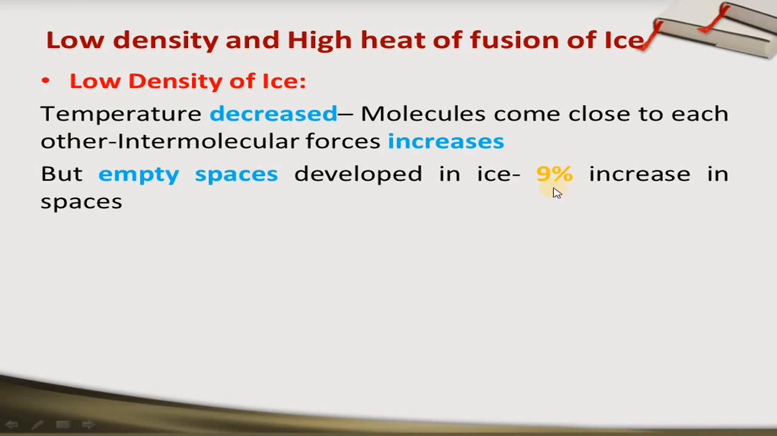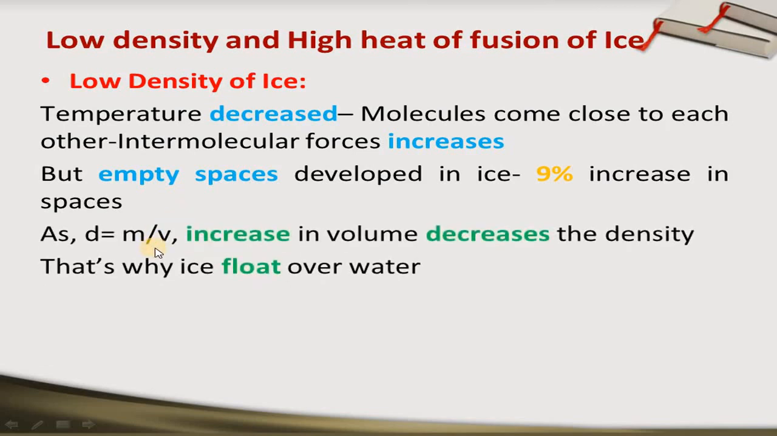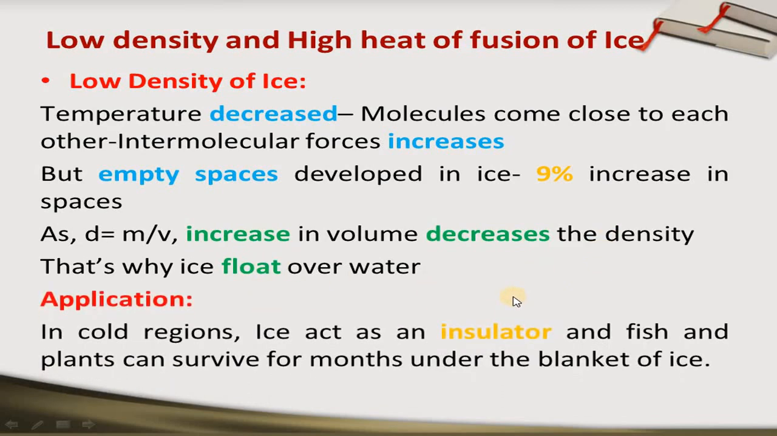So what does this increase in volume do? It affects its density. We are familiar with this thing that density is equal to mass by volume. If volume increases, then in turn density decreases. So due to this decrease in density of ice, it floats over water. And due to this low density, it has an important application in real life: in cold regions, ice acts as an insulator. So the fish and the plants can survive for months under the blanket of ice.